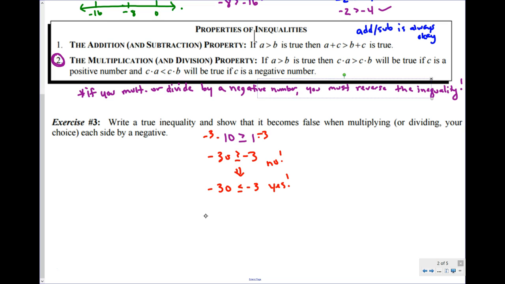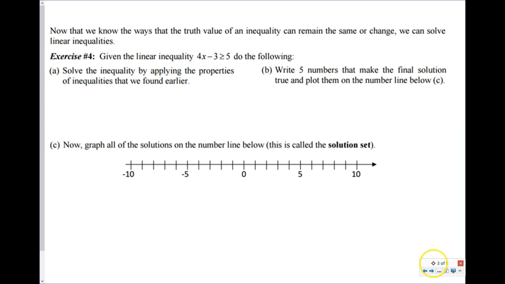Now this seems very obvious when we're just working with numbers, but when we're working with letters, like we do in algebra, it's not always obvious what the inequality is showing. So we have to memorize this flipping idea. So let's take a look at some examples that use the flipping. Okay? Exercise 4. Given the linear inequality 4x minus 3 is greater than or equal to 5, let's do the following.